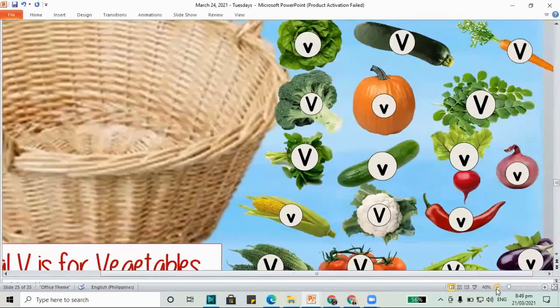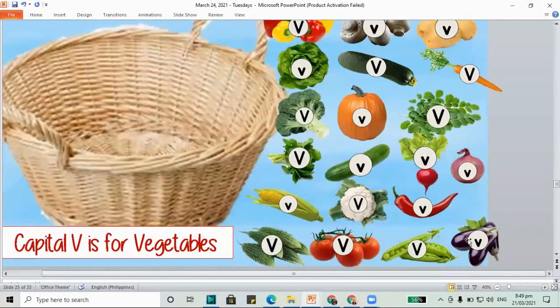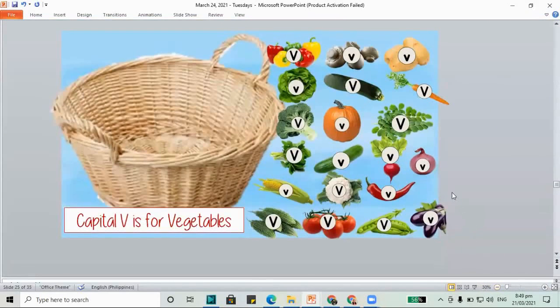Now what do we have here? Oh, it's the vegetables. Let's sort our vegetables and put them in the basket. We only need capital letter V. It says capital V is for vegetables. So let's find all the vegetables that have capital V.